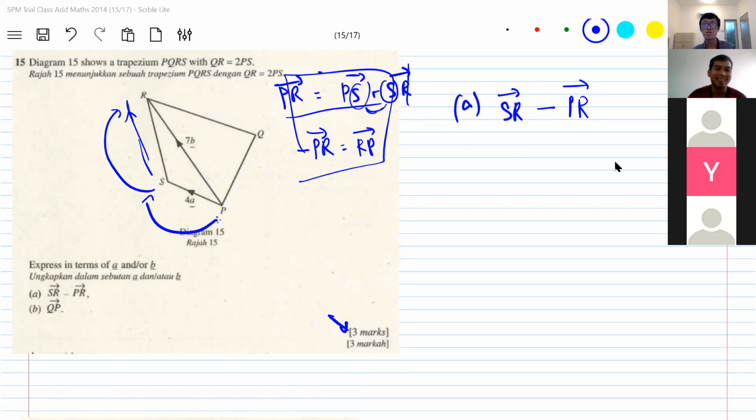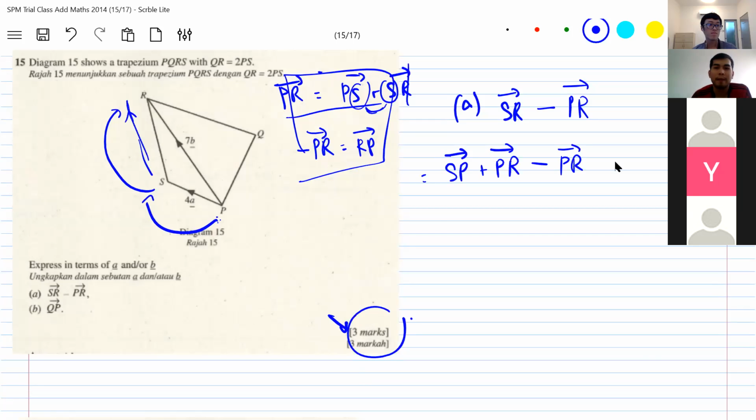Cool. All right, so SR. To move from S to R, it's not just in one direction. You can go from SP to PR. Do you see? That's why it's actually more like a game. It's like a maze, just moving around. That's why I find these 3 marks very interesting. So SR, you can actually write as SP plus PR minus PR.